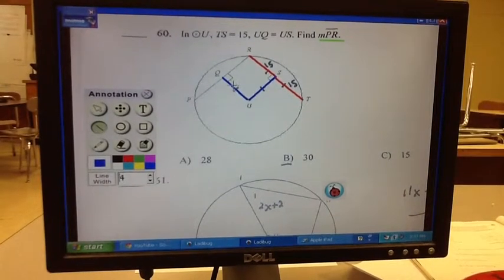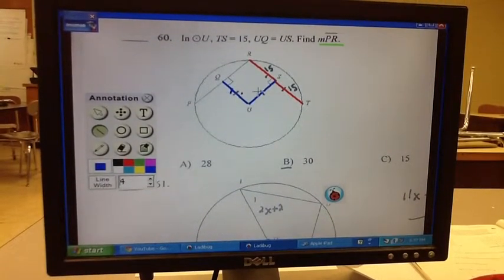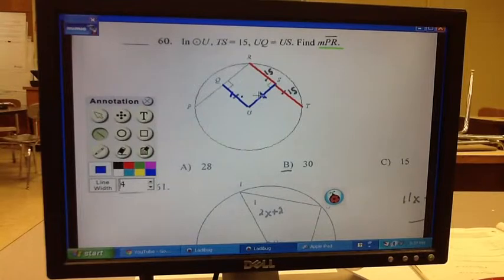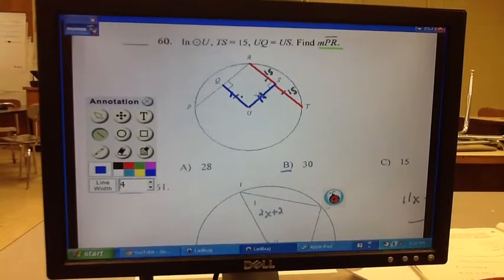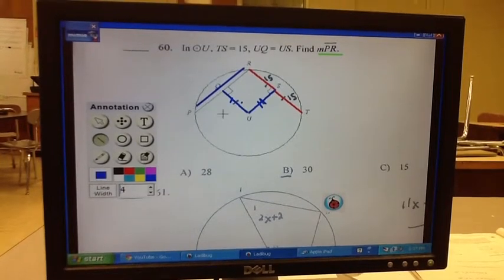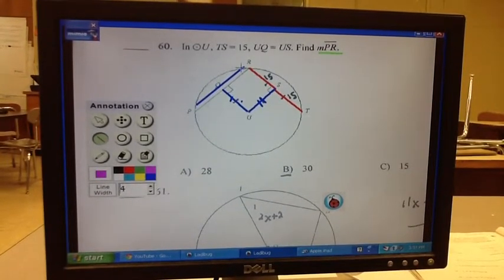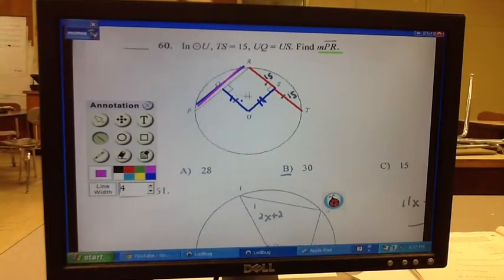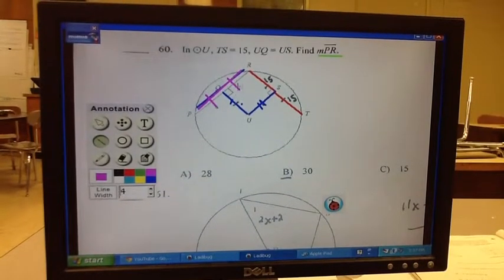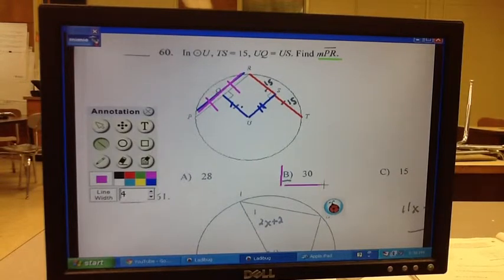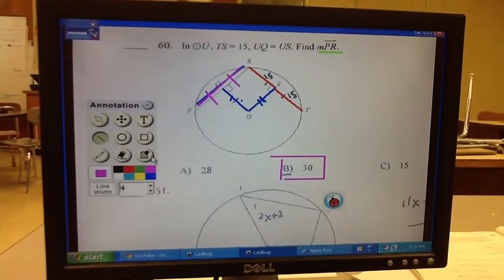I put one mark. You might want to mark it 2. We don't actually know U to S yet, so we can't say they're 15. Find P to R. We'll do that. Good old pink again. P to R here. Obviously, these two are 15, and these two here and here are 15. 15 plus 15 ends up giving us 30.